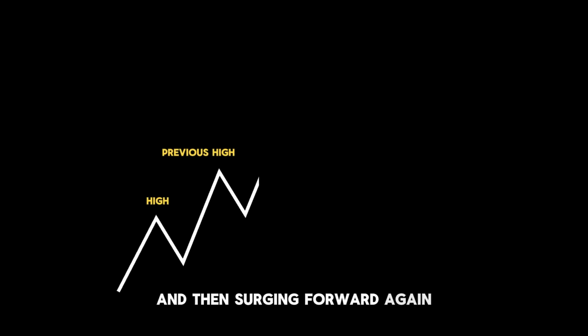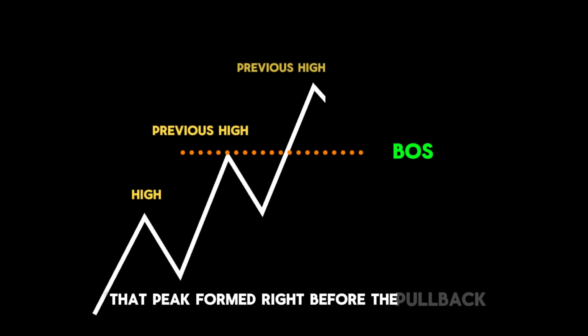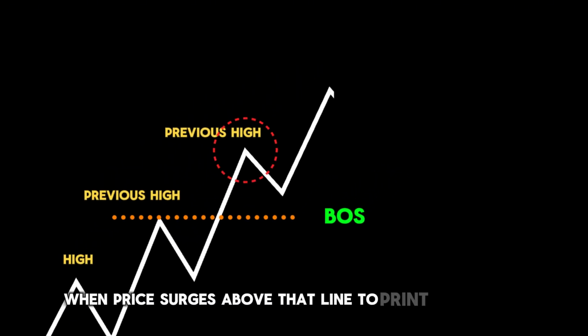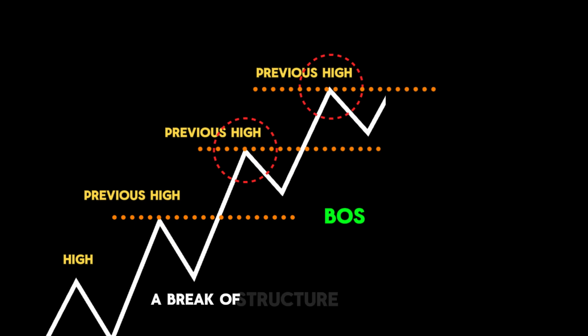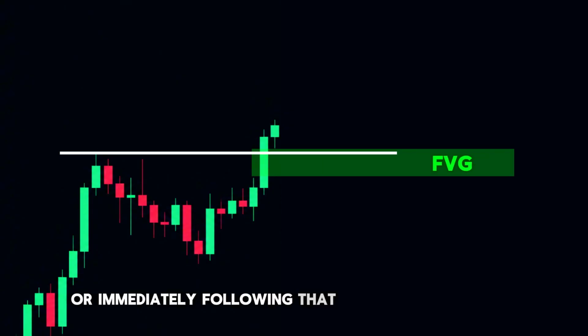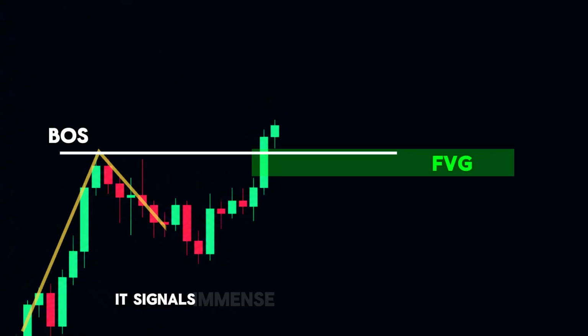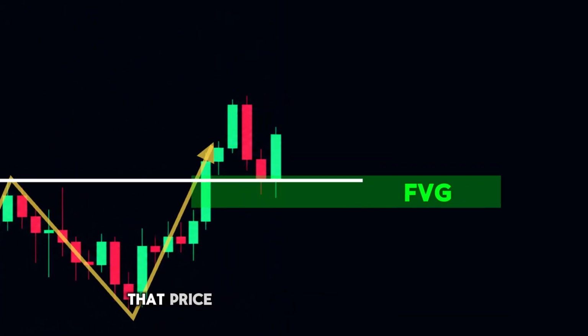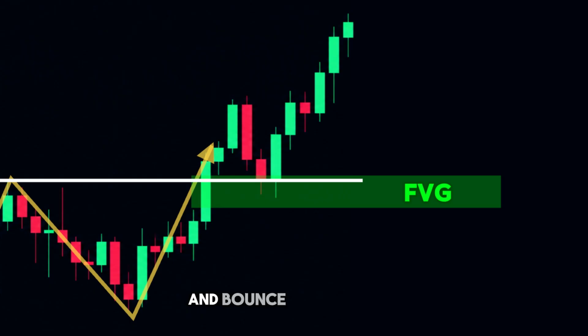Picture price pushing upward, dipping into a minor pullback, and then surging forward again. That peak formed right before the pullback is the previous high. When price surges above that line to print fresh highs, a break of structure is confirmed. When a fair value gap forms during or immediately following that structural breakout, it signals immense institutional momentum, making it highly likely that price will trace back into the gap and bounce aggressively.